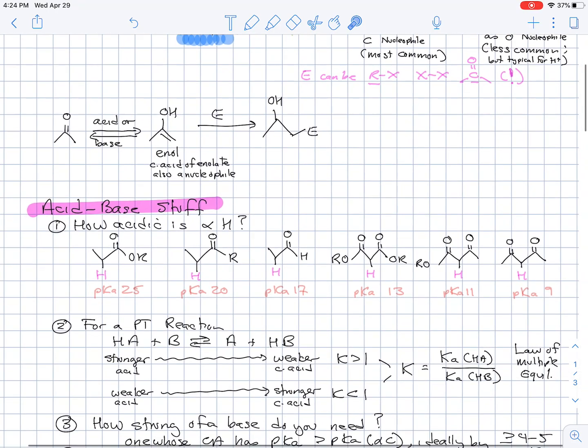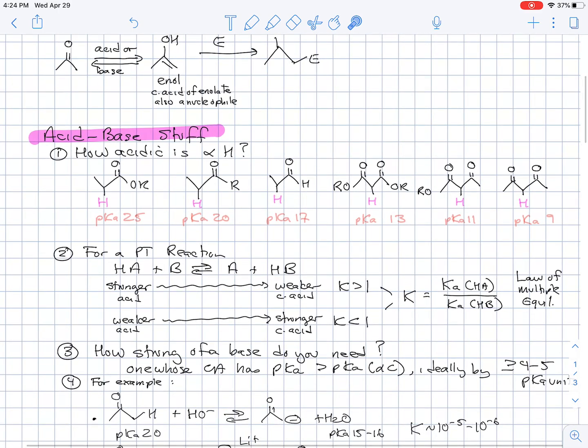So let's talk a little bit about acid-base stuff. If you have an acid-base reaction, you have something that's acting as the acid, something that's acting as the base. And so what we're trying to do here is remove a proton, an acidic proton. So that means we're going to worry about how acidic the alpha hydrogen is and how strong of a base you need to remove it.